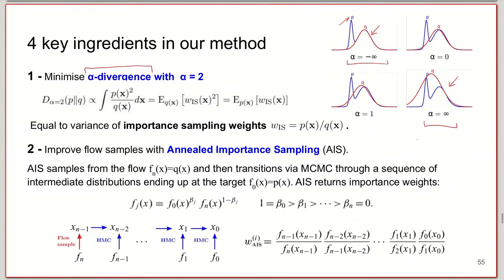We are going to focus on a value of alpha equal to 2, which is going to be mass-covering. So it's going to focus on covering all these different modes. And we'll try to optimize this alpha divergence, which is given by this quantity here.